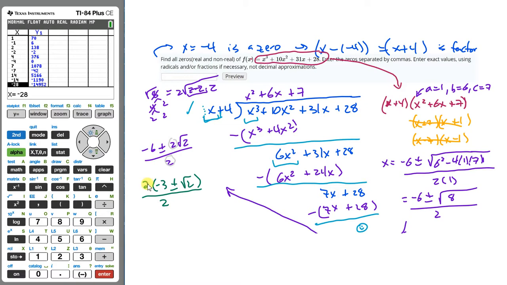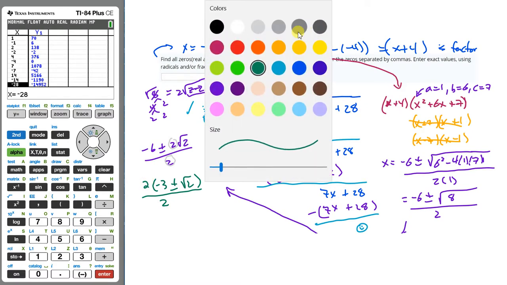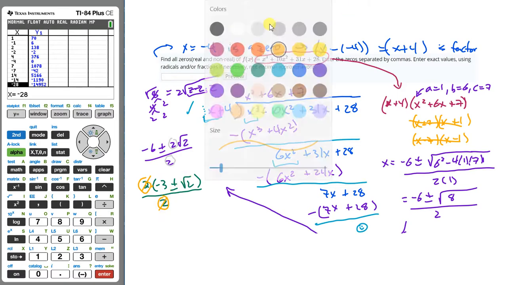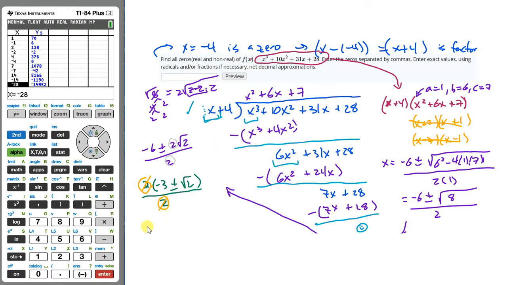And now these can be canceled. Why can these be canceled? Because the 2 on the top is only multiplying now because it was factored out, which means it's multiplying. So these do cancel. So I end up with negative 3 plus root 2 and negative 3 minus root 2. Okay, so those are my 2 additional zeros. So that's a 0 of the polynomial. That's a 0 of the polynomial.